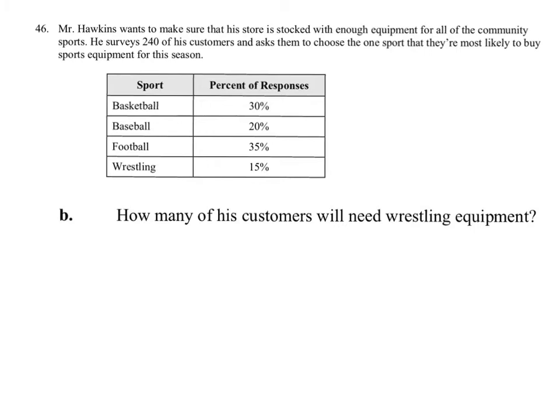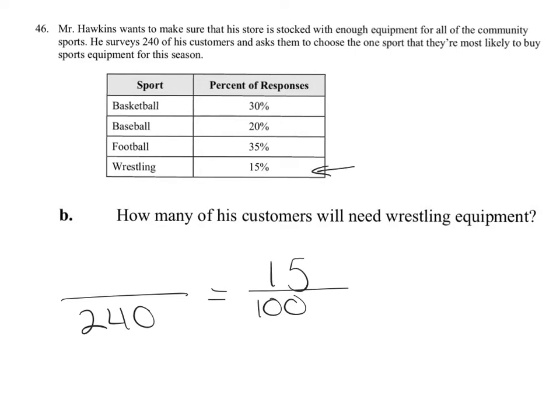Okay, question B is still part of number 46. So it is looking at how many customers will need wrestling equipment. So for this problem, once again, we have our 240 is the whole amount. So we have 240 is the whole. We have 100 as our percent. And we have 15% for wrestling that I found right here. So once again, we can simplify this by dividing them.